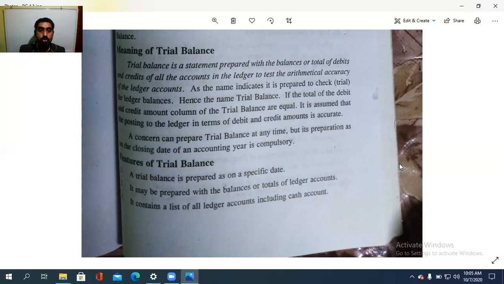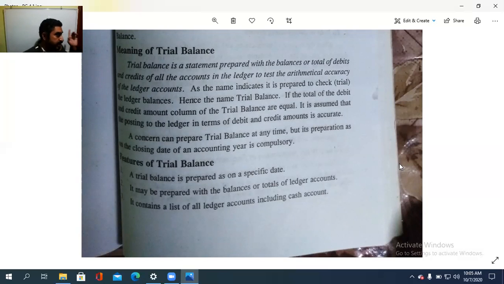അതിനുള്ള ഒരു ഷുവർട്ടിക്ക് വേണ്ടിയിട്ടാണ് എന്ത് പ്രിപ്പയർ ചെയ്യുന്നത്, ട്രയൽ ബാലൻസ് പ്രിപ്പയർ ചെയ്യുന്നത്. As the name indicates, it is prepared to check the ledger balances. അതാണ് ledger balances ചെക്ക് ചെയ്യുന്നതിന് വേണ്ടിയിട്ടാണ്. Hence the name trial balance. If the total of the debit and credit amount columns of the trial balance are equal, it is assumed that the posting to the ledger in the terms of debit and credit amounts is accurate.